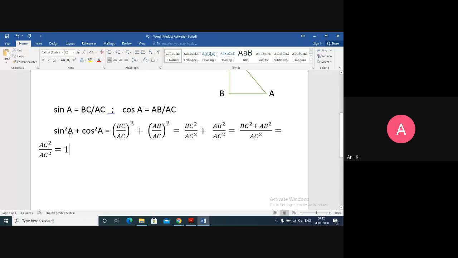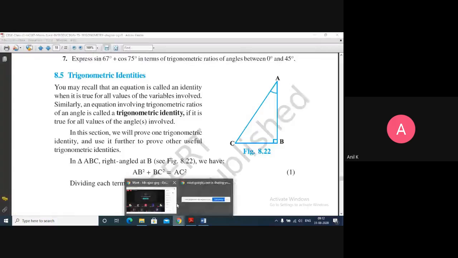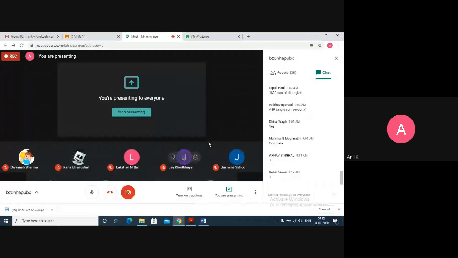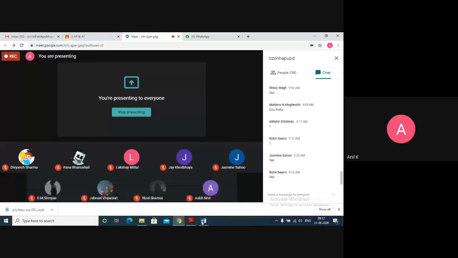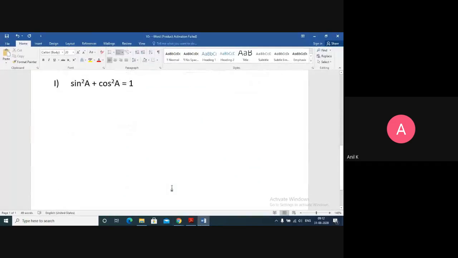A can be any angle from 0 to 90. It can be 0 also, it can be 90 also, it can be any value. So the first identity we got is sin square A plus cos square A equals 1. Let me write here identity 1. Is that identity clear for everyone? Yes. So similarly, we can derive other identities also.